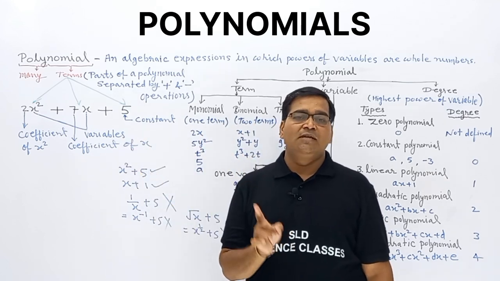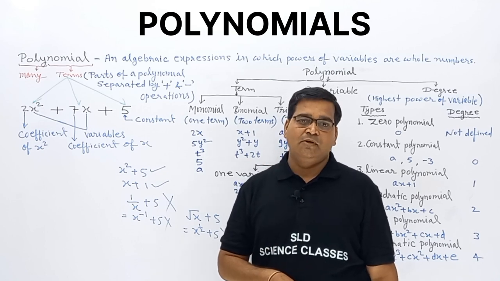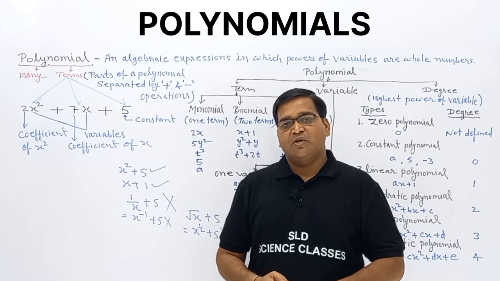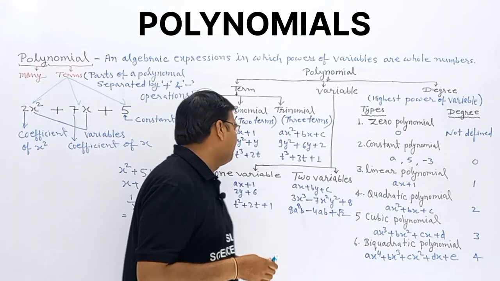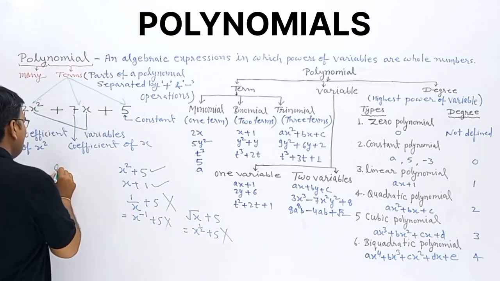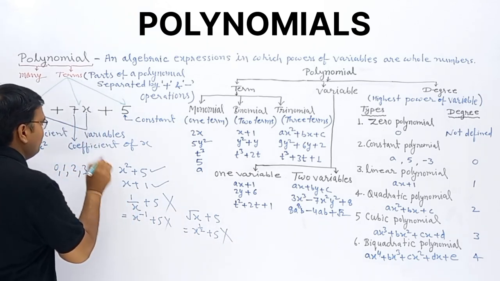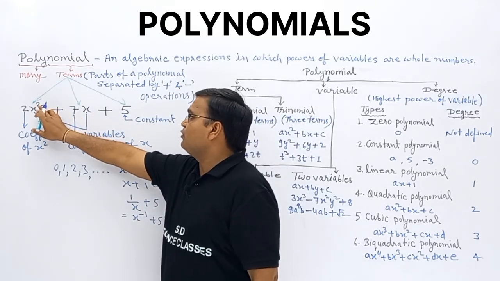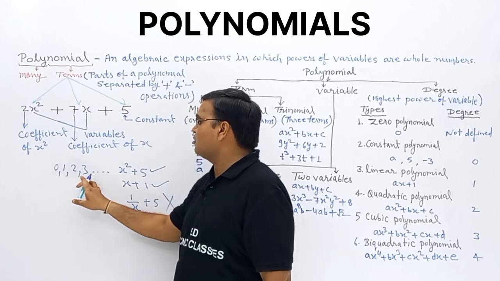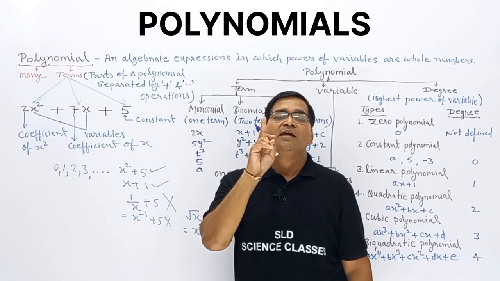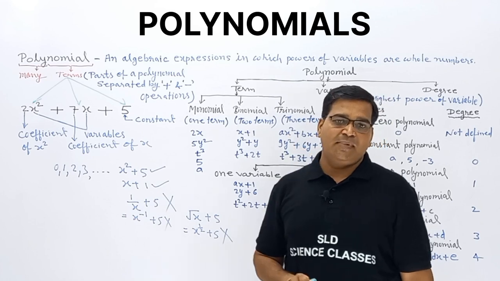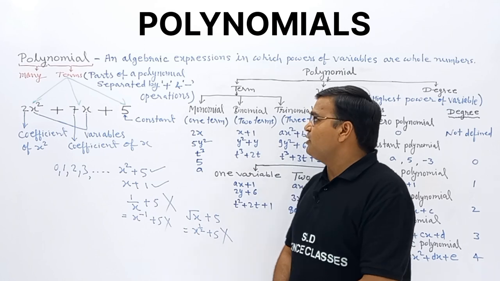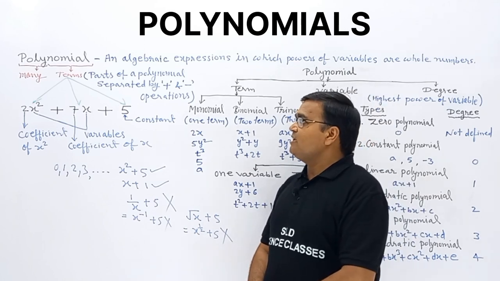We cannot use negative counting numbers. We cannot use fraction form. We only require whole numbers. Only we can use 0, 1, 2, 3 and so on. In the place of the variable's power, we will use whole numbers 0, 1, 2, 3 and so on. We cannot use negative counting numbers. So this is the basic definition of the polynomials that we are studying.